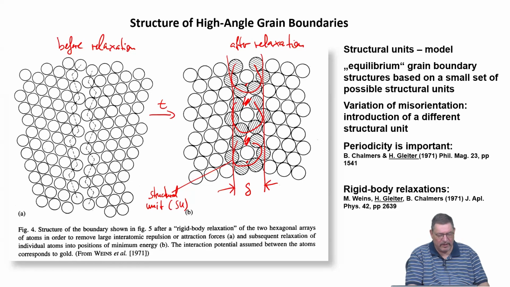What happens if we now take this picture, which is at a certain misorientation of the 2 grains, and we now change the misorientation to higher values? Is this structure able to adopt that change in misorientation? It will be to a certain extent, and then you need a second structural unit which has different geometry.